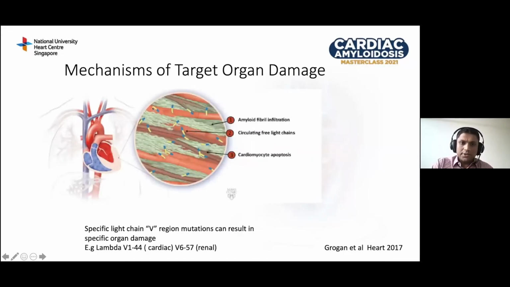And as Yokchin mentioned, the amyloid fibrils can deposit in between the cardiomyocytes, disrupting the architecture of the cardiac tissue. And interestingly, the free light chains themselves, even before they become amyloid, are toxic to the cardiomyocytes and can induce apoptosis. It's also been shown that certain mutations in the variable gene of the free light chain can directly target the amyloid to specific organs, for example, the heart and the kidney, as illustrated here.